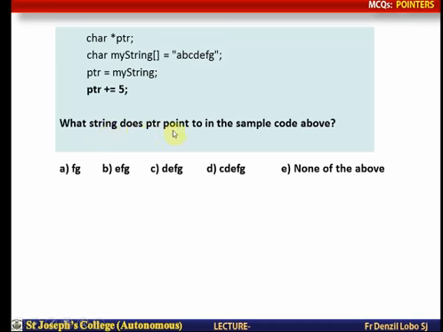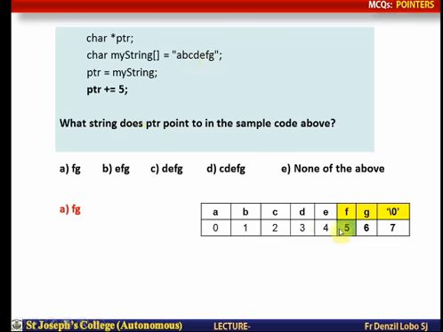What string does PTR point to in the sample given? So 0, 1, 2, 3, 4, 5. Therefore, it is FG. It is going to print F and G, the string, till the end. As you see here, 5 is here, F, and the null character is at 7. So when you give 5, it is going to print FG. Suppose you were to give 2, that is PTR is equal to PTR plus 2, it would have printed C, D, E, F, G. So please remember that.